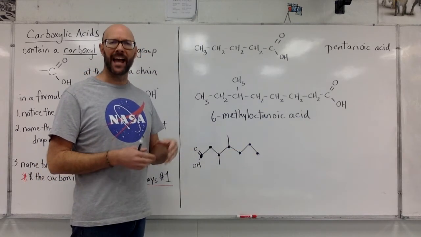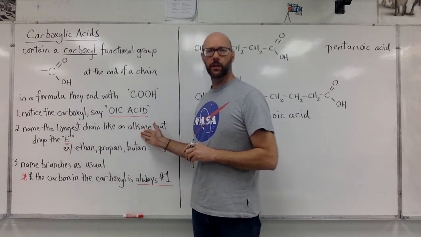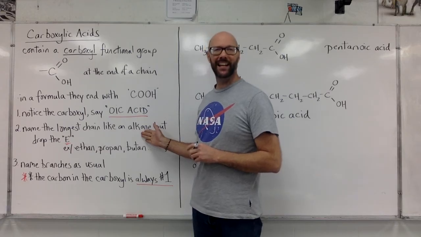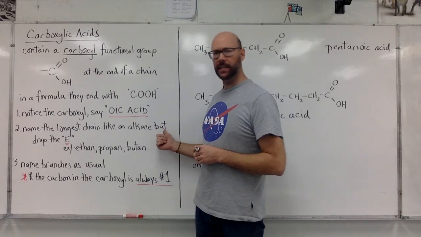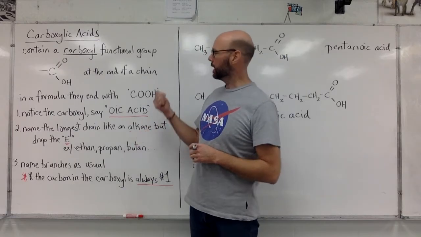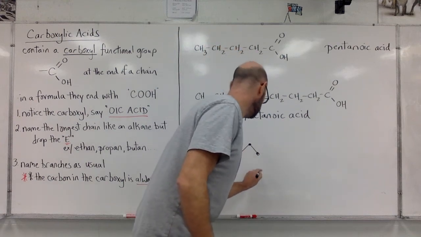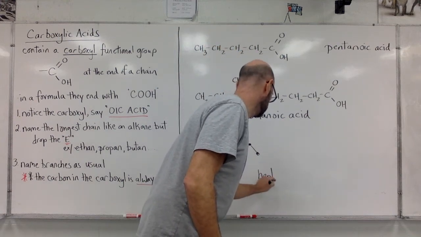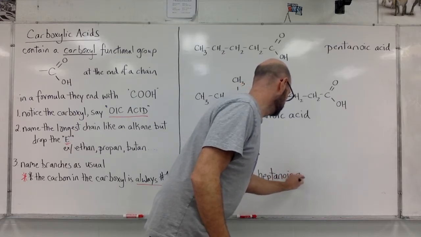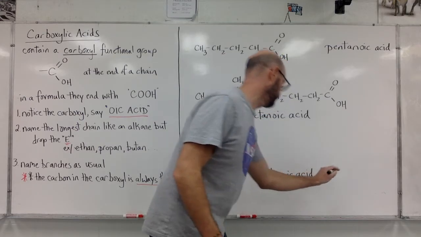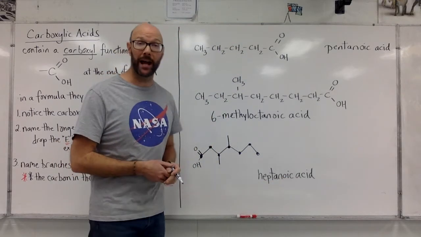7 carbons, and then it's going to get named like an alkane. Name the longest chain like an alkane. We have 7, that would be heptane. Drop the E, heptan, and then put oic acid at the end. Heptanoic acid. This one has some branches.